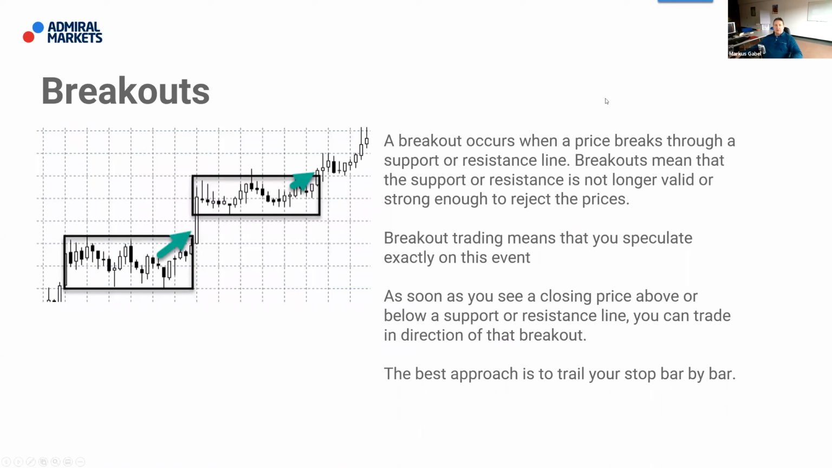So then let's talk about breakouts. A breakout occurs when a price breaks through a support or resistance line. You can see the green arrows here on the left side of the screen. Breakouts mean that the support or resistance is no longer valid or strong enough to reject the price, if you talk about a breakout to the upper side, through the ceiling, through the glass ceiling. And then you know about your price. There are not enough sellers anymore. The buyers are so much stronger. You have more buyers than sellers.